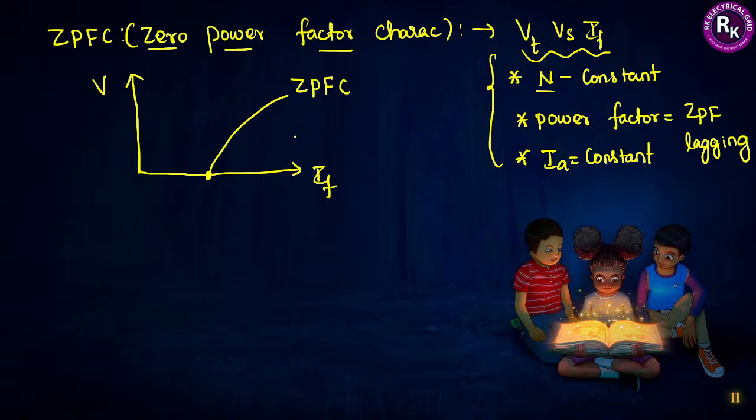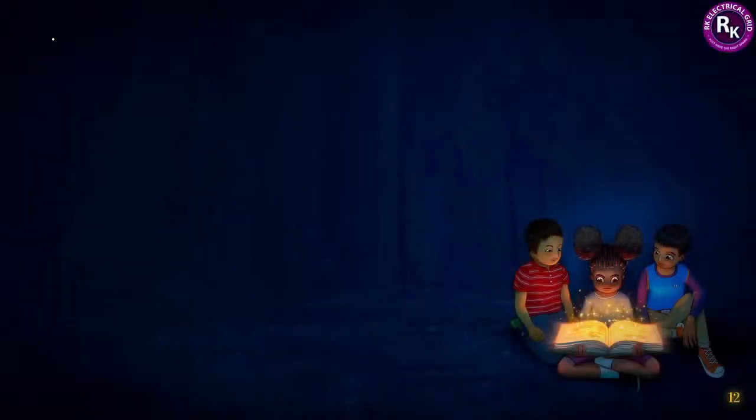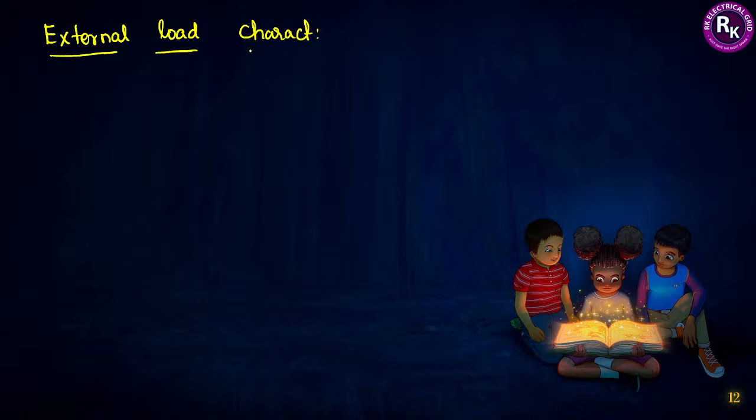Now let us turn our attention to the external load characteristics. The next most important point is the external load characteristics of an alternator. When we are talking about external load characteristics, let me draw them. First of all, it will be drawn between terminal voltage versus what? Armature current. They are the external parameters. Since I am calling it external load characteristics, we have to consider the external parameters alone. So here the external parameters are your terminal voltage and armature current.